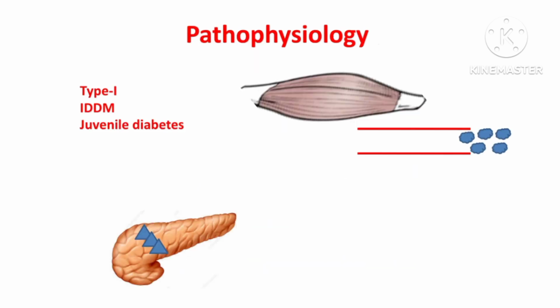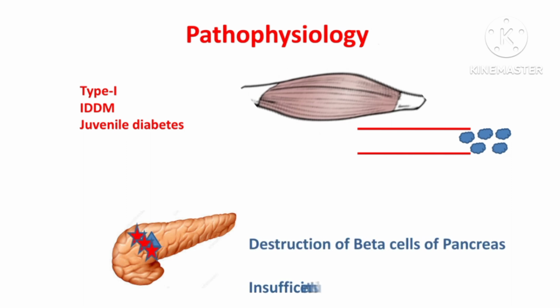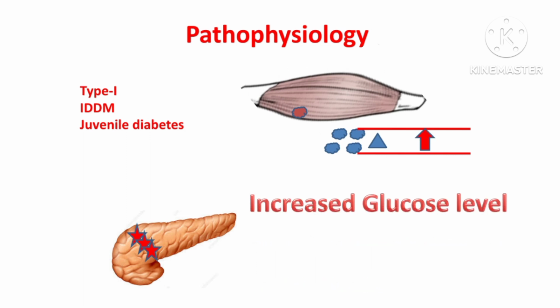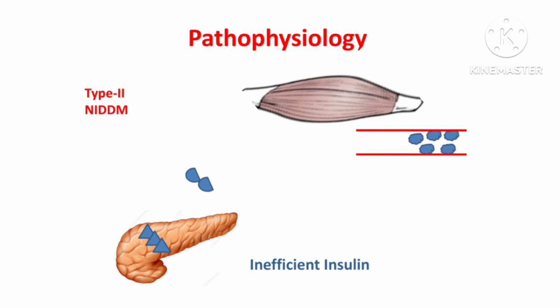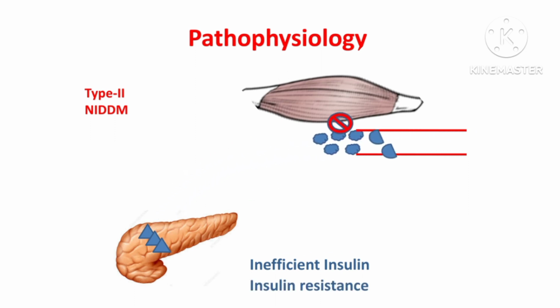In type 1 diabetes, there will be destruction of pancreatic beta cells, which leads to insufficient insulin. When there is insufficient insulin, the optimum level of glucose will not be used for metabolism, leading to an increase in blood glucose level. In type 2 diabetes, there will be inefficient insulin, and insulin resistance is seen in type 2 pathology, which leads to increased glucose level in the blood.